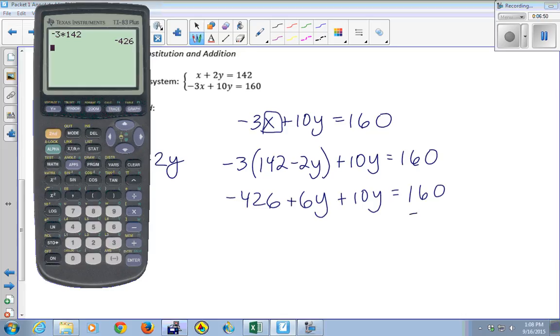So I'm going to get 586. And then add my 6y and my 10y, so I get 16y. Divide both sides by 16. And y is 586 divided by 16, 36.625.